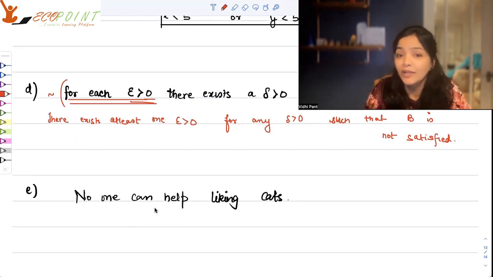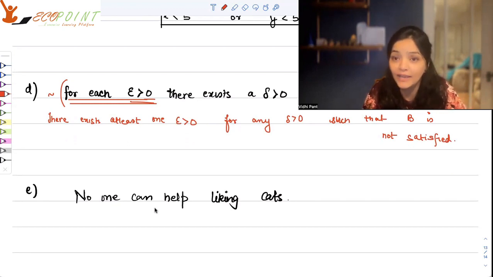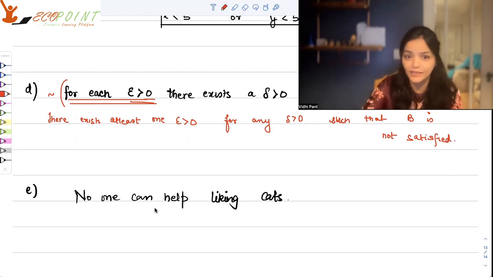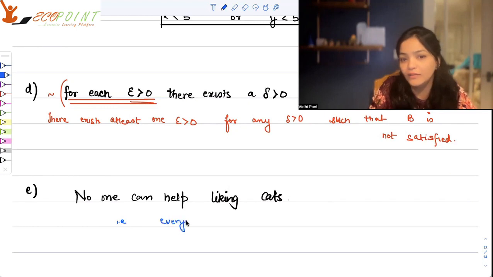No one can help liking cats. Pause and think what essentially this statement would mean. No one can help liking cats. That means everyone likes cats. That's what the statement is trying to tell, right? In other words, you can say everyone likes cats because you can't stop liking them. That kind of a statement, right?